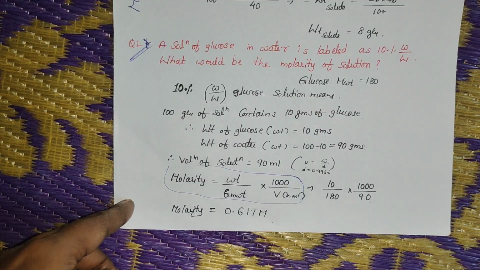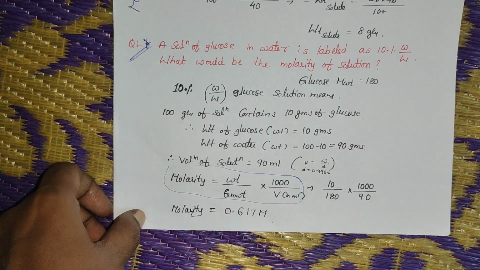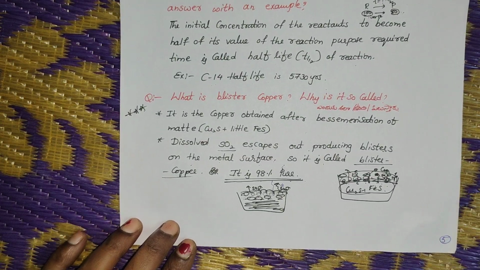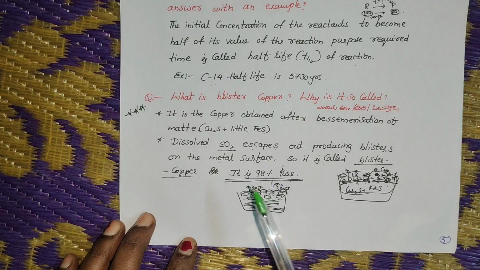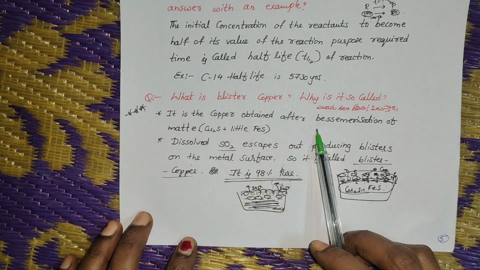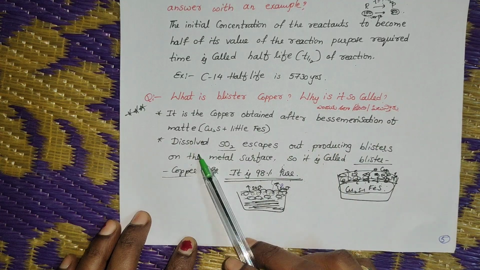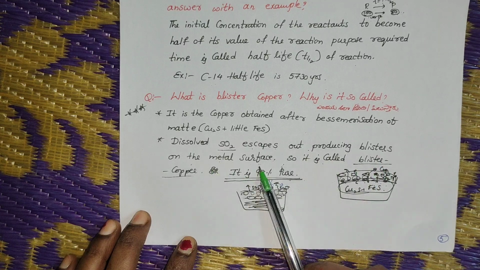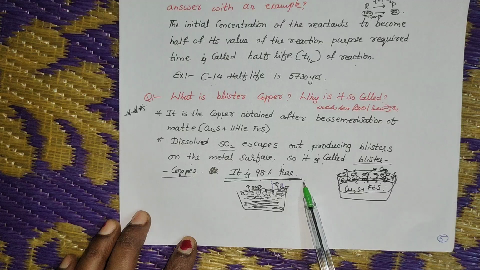It is also important for 4 marks. And the next important question: what is blister copper? Why is it so called? It is the copper obtained after bessemerization of matte, in which dissolved sulfur dioxide escapes out producing blisters on the metal surface, so it is called blister copper. It is 98% pure copper.